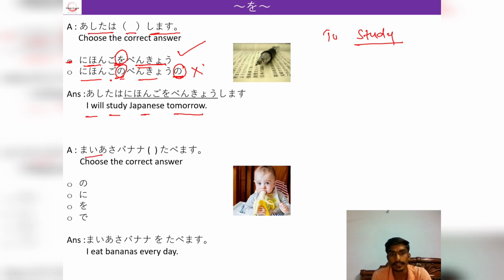And again, "Mainichi banana dash tabemasu". Here again it is saying that I eat bananas every day, which means bananas are being affected by tabemasu, which is an action. So let's look at the options and choose the correct answer. We have no, which is used for possession. Ni particle we have not done yet, but this is used for direction or time or existence. So it cannot be an answer, and no also cannot be an answer because this is a possessive particle. O is an action or object particle, and de is used for medium or place of action. So our correct answer would be the o particle, which is an action particle.